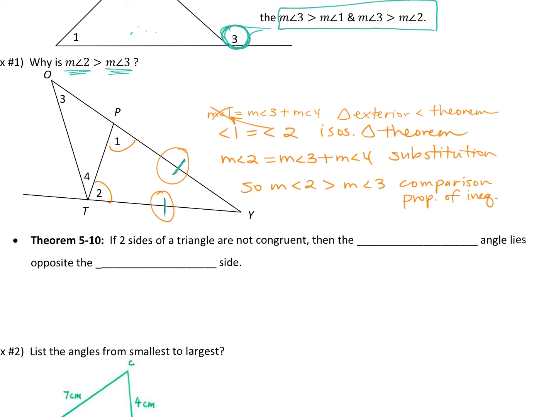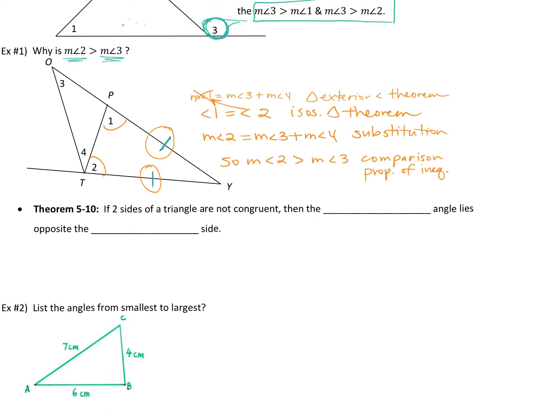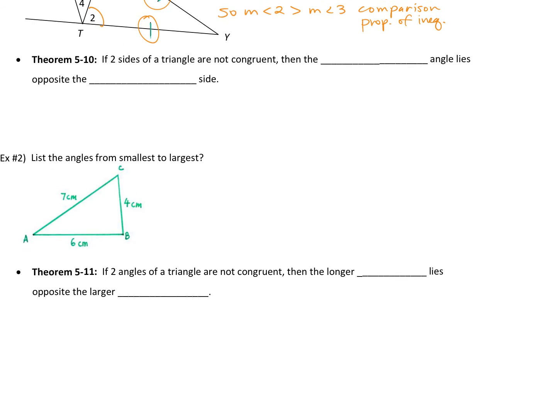Okay, here's the fun stuff. Theorem 5.10, no, you don't need to remember the name of it. Here's what it says. If two sides of a triangle are not congruent, then the larger angle lies opposite the longer side. Okay, here's what I mean.